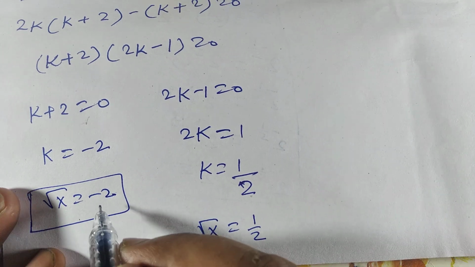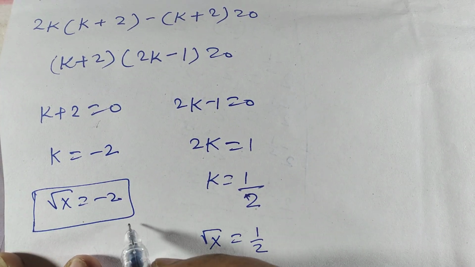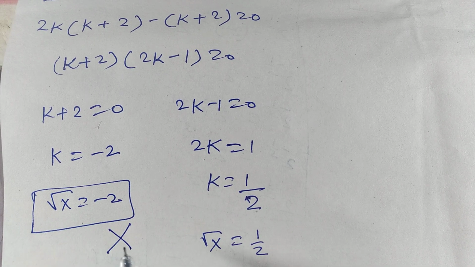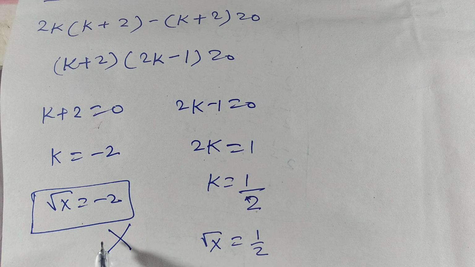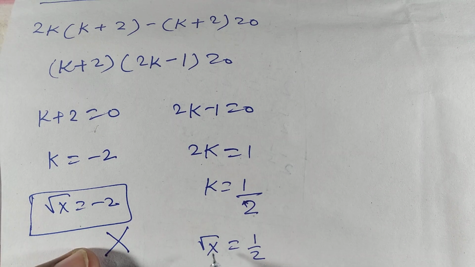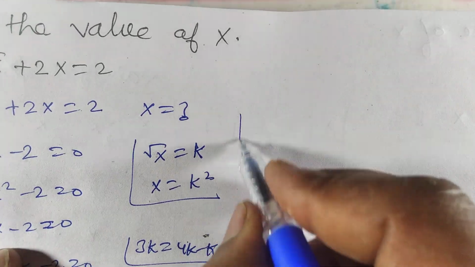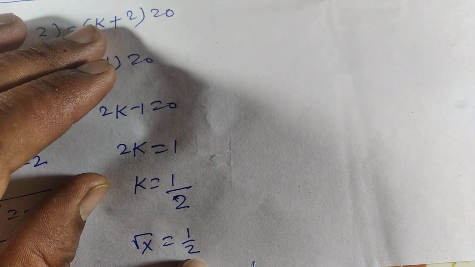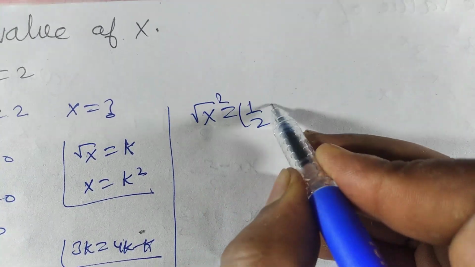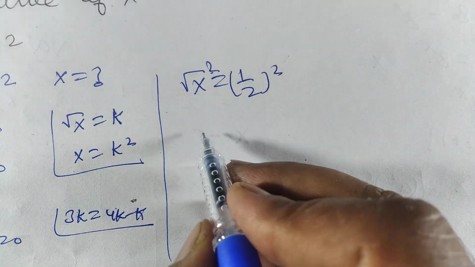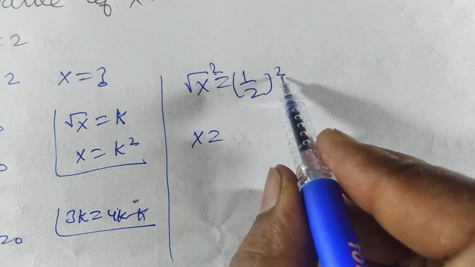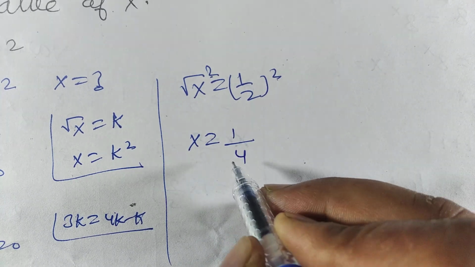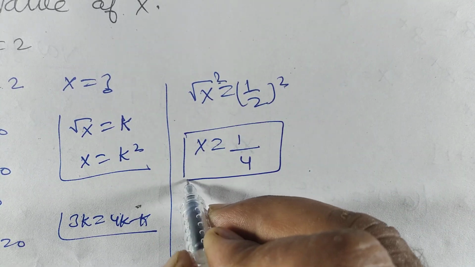Now this value is negative. This is not an answer to that question. So we reject this answer and choose only the positive value. Square root of x is equal to 1 by 2, squaring both sides. The square and the square root are removed. x is equal to, 1 squared is 1 and 2 squared is 4. We get the value of x is equal to 1 by 4.